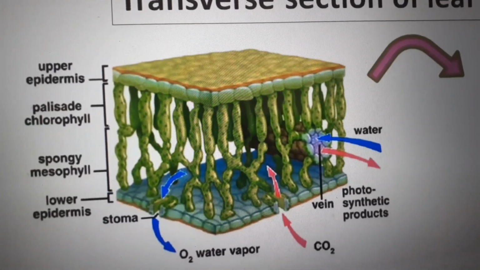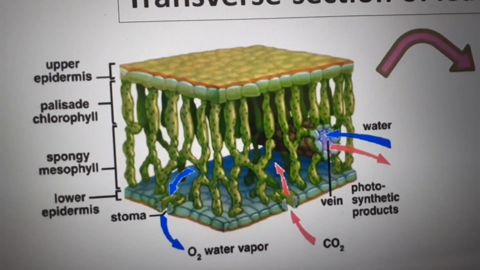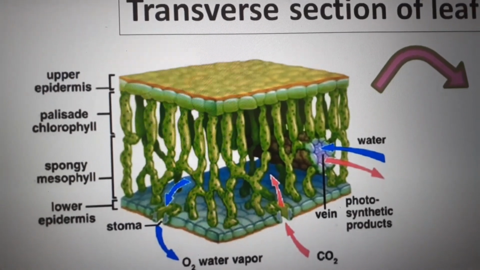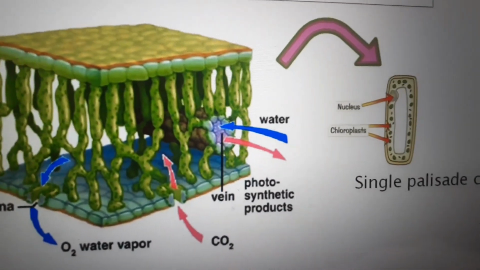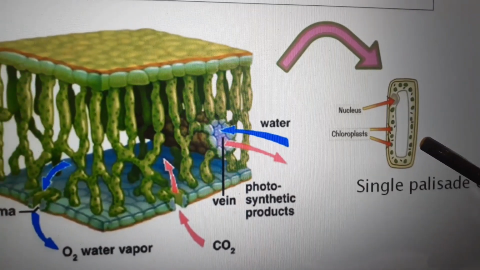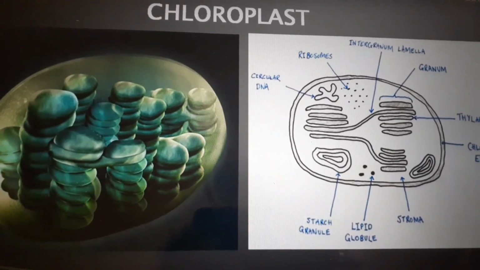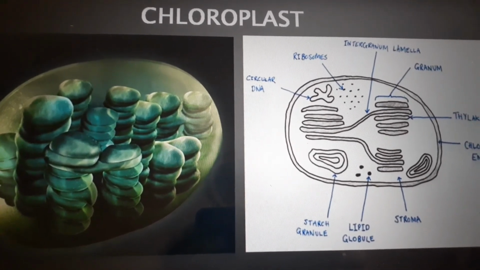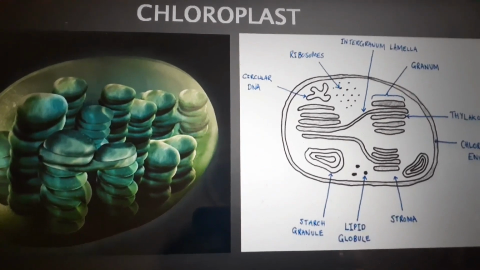The palisade parenchymatous tissue consists of a larger number of chloroplasts and is compactly arranged, while the spongy mesophyll gives rise to more spaces with fewer chloroplasts. When we observe a single palisade cell, it consists of a nucleus with a large number of chloroplasts. Chloroplasts are plant cell organelles, a type of plastid. Because of these chloroplasts, which contain the chlorophyll pigment, plants appear green in color.